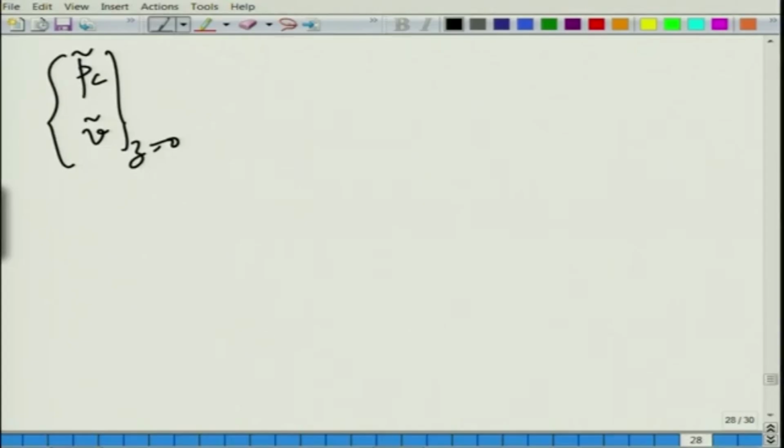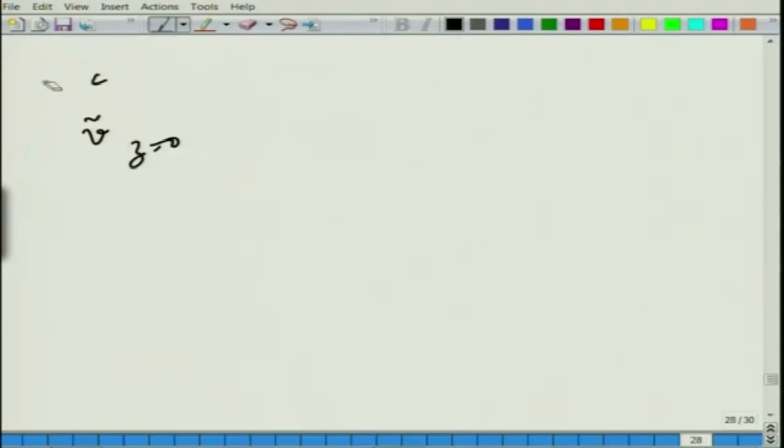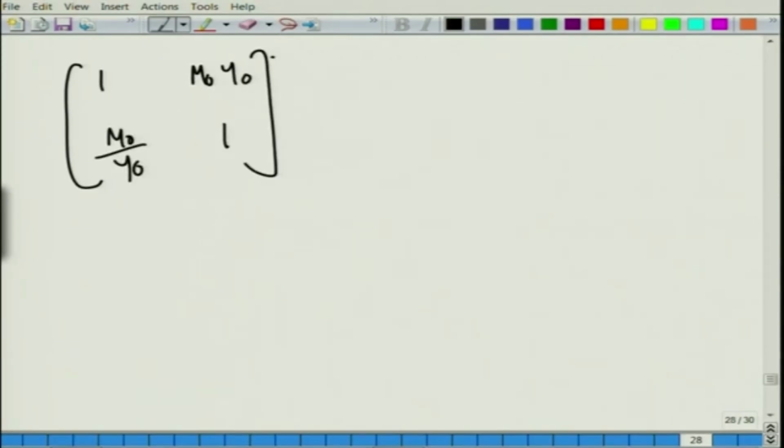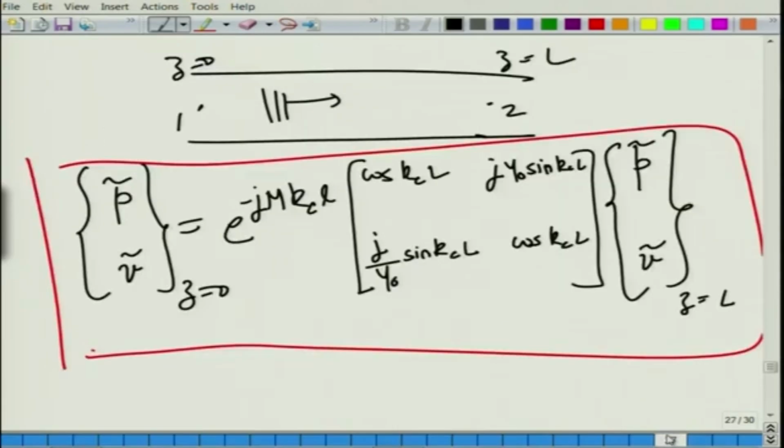So, we have this thing sitting here. But actually, before we do that, we probably should be writing the matrix 1, m_0 y_0, m_0 by y_0, 1 inverse times P_c V_c at z equal to 0. This is equal to e to the power minus j something and the matrix that we just derived. Now, we have this thing.